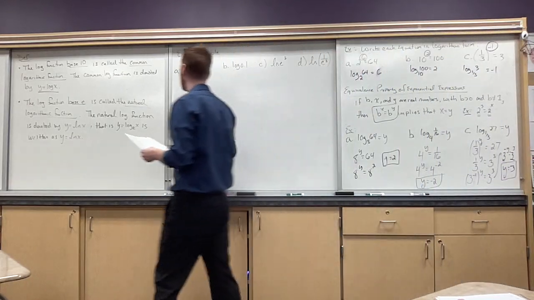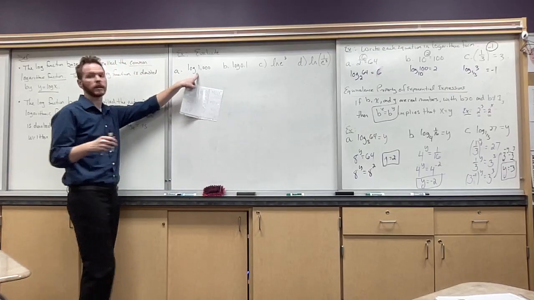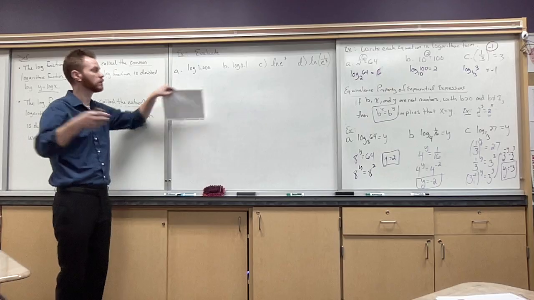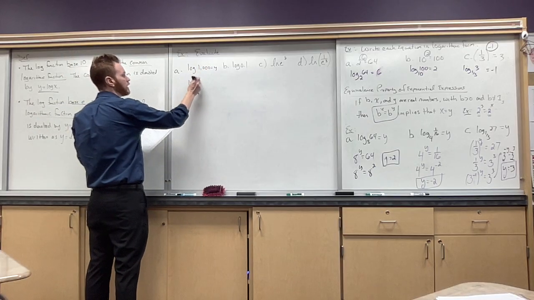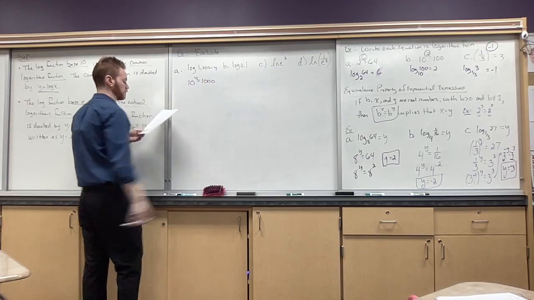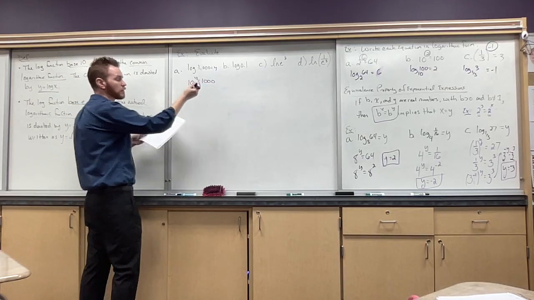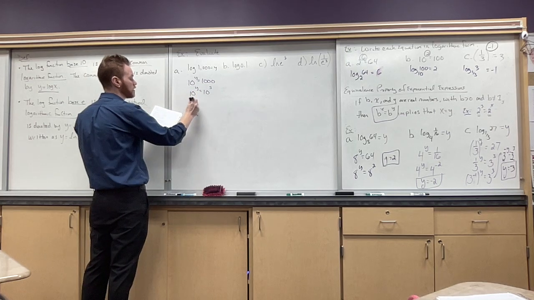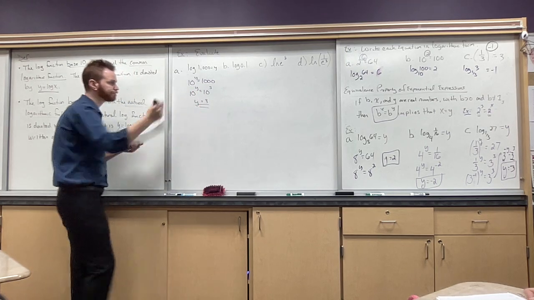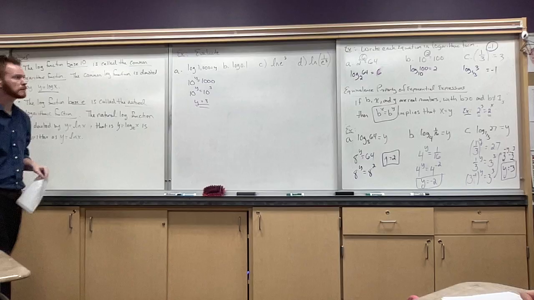So for the first one, I'm going to use the exponential to figure this out. Now notice there's no number here, so we're going to assume it's base 10. If I set that equal to y, it's 10 to the y equals 1,000. You can probably guess the number anyway. It would be 10 to the y equals 10 to the third, therefore y equals 3, and you're done.